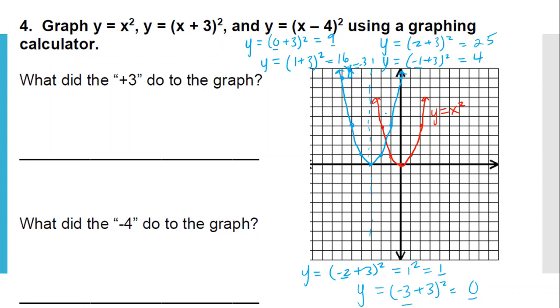And what happened to the function when I added 3 to the x? It's called a horizontal shift. Good job. Horizontal shift to the left.